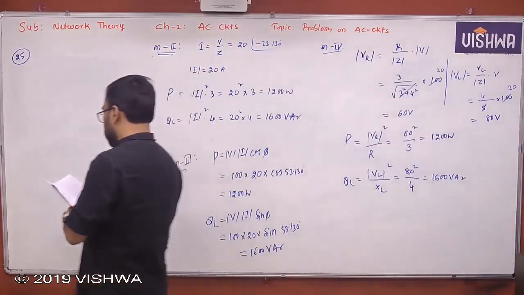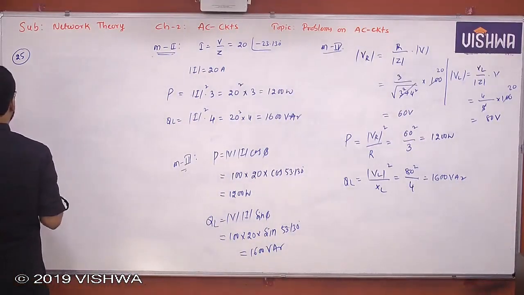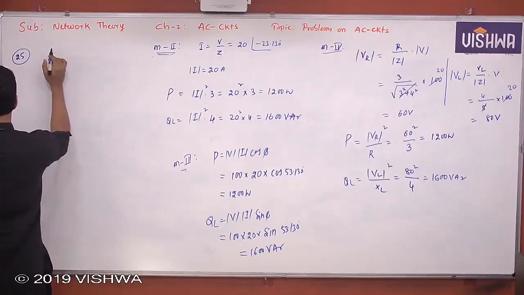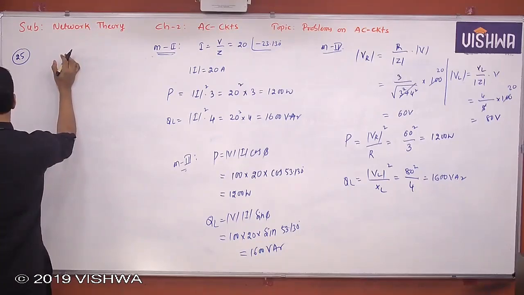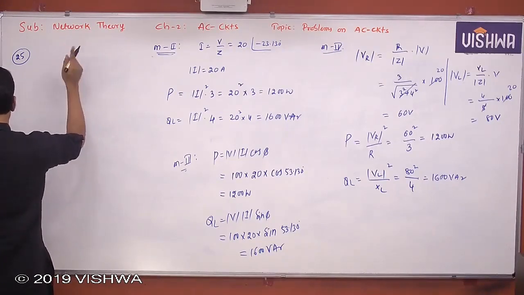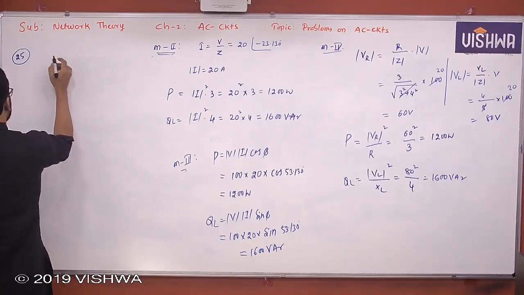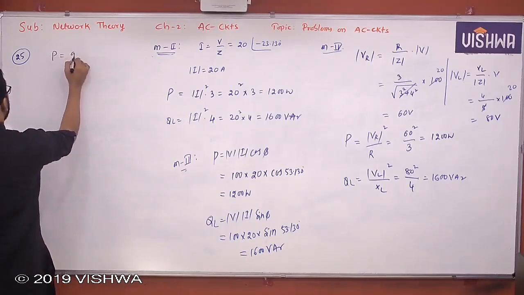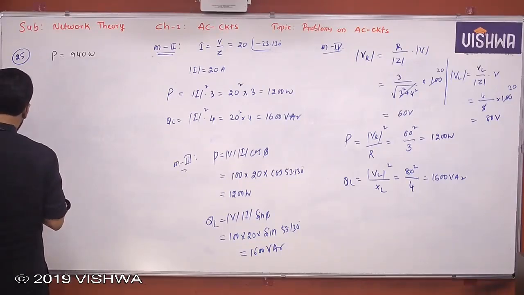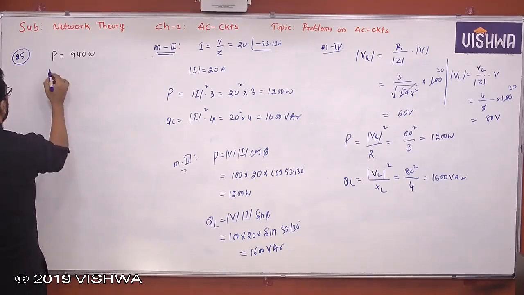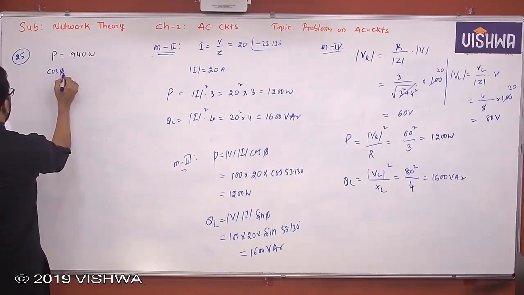Clear? So 25th problem. The data given here is asking circuit constants. That means either RC or RL. But what is given? 0.707 leading. And he said only two element circuit. That means definitely it must be what? RC, yes or no? But active power is given how much? 940 watt. Because watts are given, right? So therefore I can call it an active power or average power. And the power factor was given, cos phi. Power factor is how much?